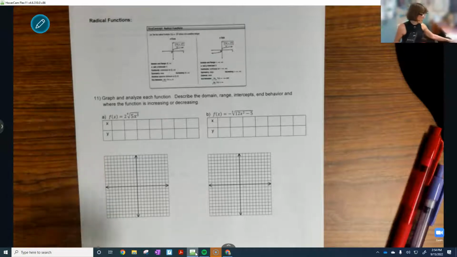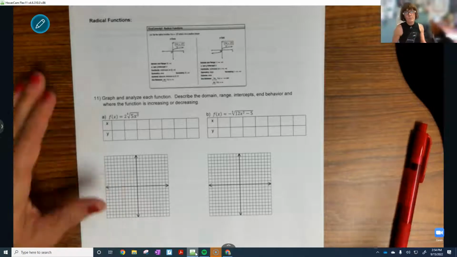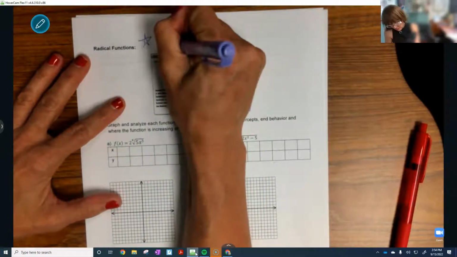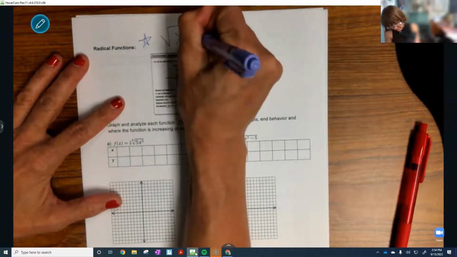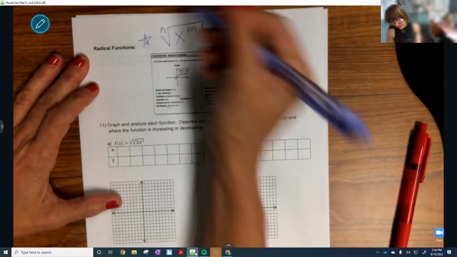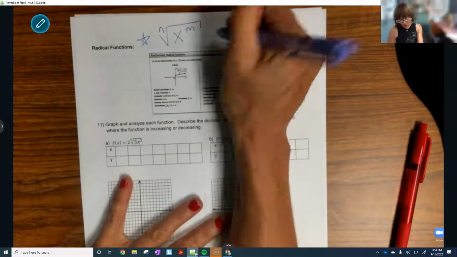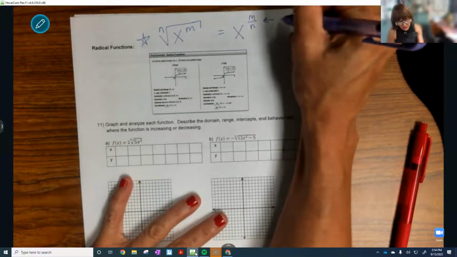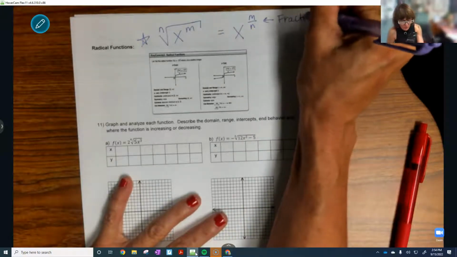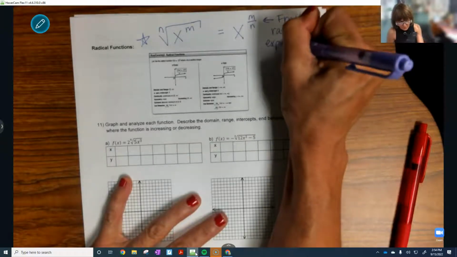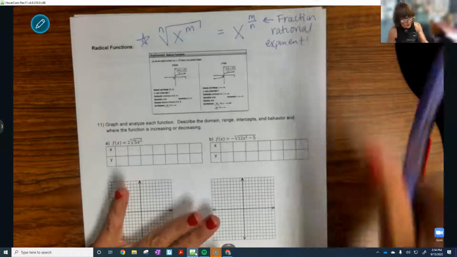So for this right here, guys, what you need to remember is a very important exponent rule. Please write this down. Anytime you take a root that has the exponent inside, that is actually a fractional exponent in disguise. So remember, that is called a fractional or a rational exponent.